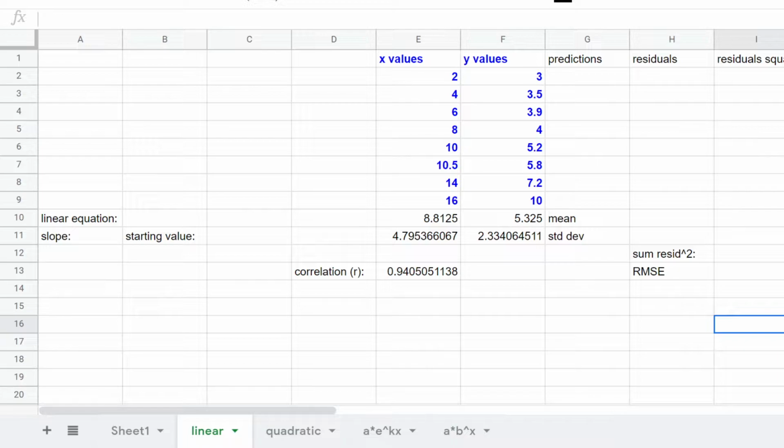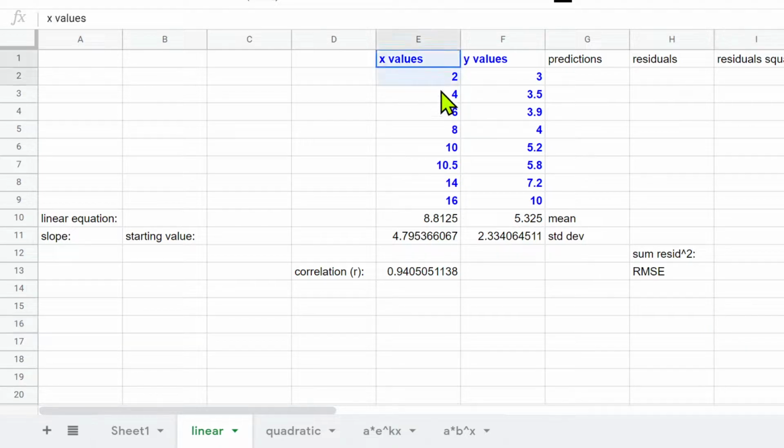And in this video, we're going to learn how to calculate the RMSE for a linear model, a quadratic model, an exponential model of the form a times e to the kx, and an exponential model of a times b to the x. So let's jump right into it with the linear model.